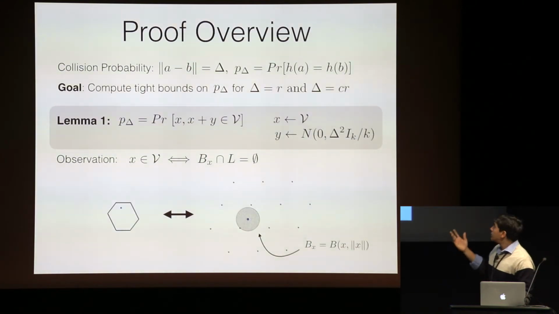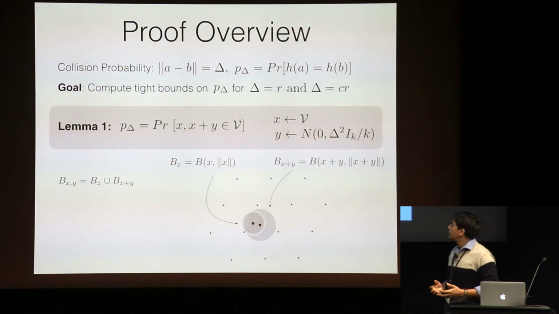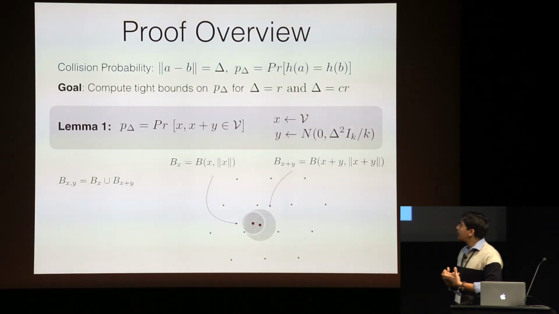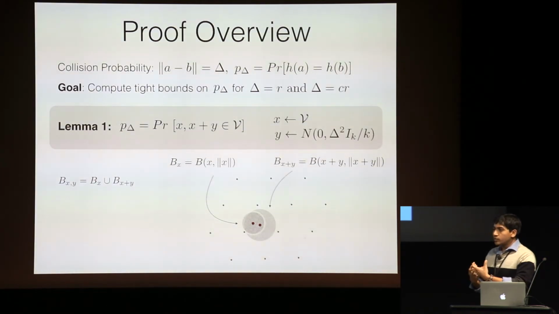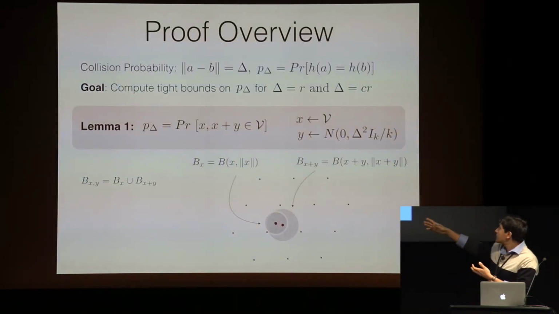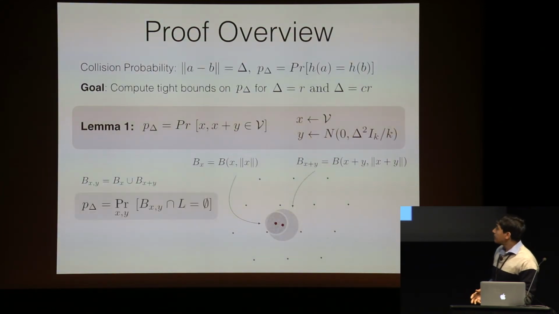And now this collision probability turns out to be exactly the probability that the union of the following two balls, one centered at x of radius norm x, and one centered at x plus y of radius norm x plus y, does not contain any lattice point. So this is the quantity that we want to find tight bounds on.